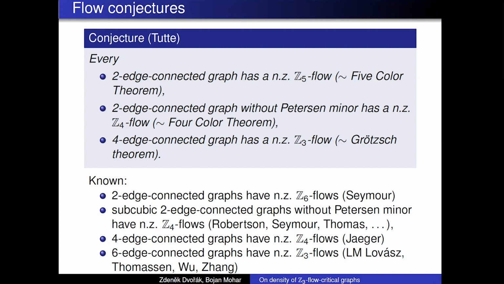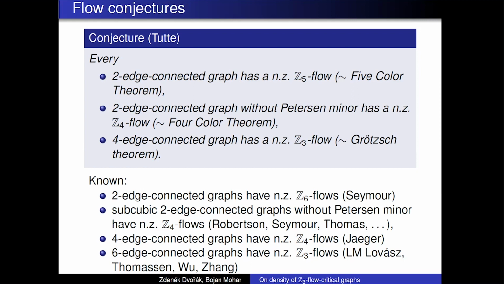which actually is quite close to proving this last conjecture, because it is known that if there is a counterexample to the 3-flow conjecture, there is one which is 5-edge connected. So again, it's just by one in this edge connectivity from what we actually know.